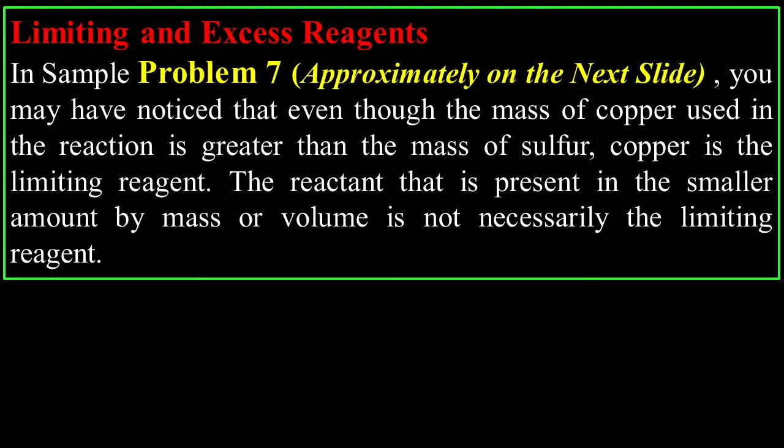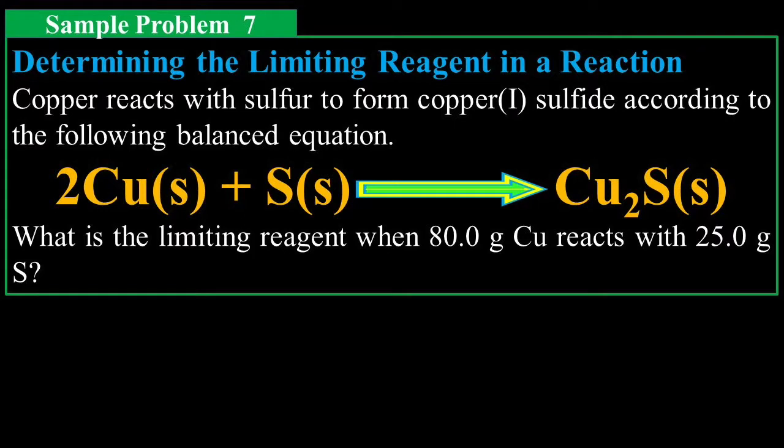In sample problem 7, approximately the next slide, you may have noticed that even though the mass of copper used in the reaction is greater than the mass of sulfur, copper is the limiting reagent. The reactant that is present in the smaller amount by mass or volume is not necessarily the limiting reagent. You've got to look at the moles, or use a technique that I like to use.